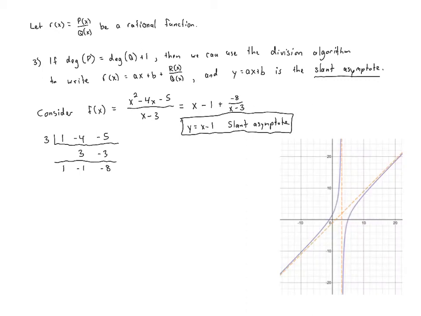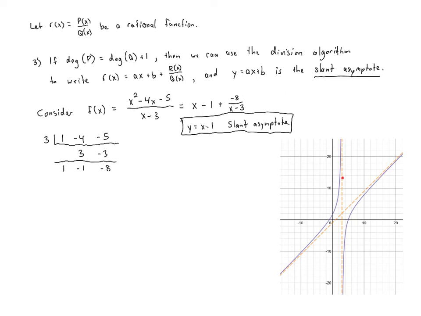And here we actually have a graph of our rational function, f of x equals x squared minus 4x minus 5 over x minus 3. We can see I have graphed the slant asymptote y equals x minus 1 as a dashed line, and we can see that the curve is getting closer and closer to it as we move to the right and as we move to the left. So this is an example of a rational function whose end behavior has a slant asymptote.